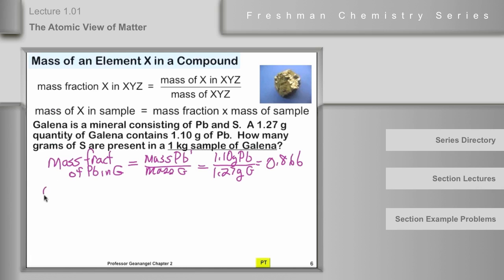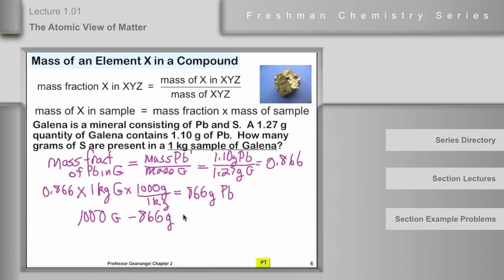So here I am. I've got 0.866 grams of lead per gram of galena, the mass fraction, times, now it wants the answer in grams, so I'll start with 1 kilogram of galena times, and there are 1,000 grams in a kilogram of anything. And I will get from that 866 grams of lead, because this was the mass fraction of lead. So now I know I have 1,000 grams of galena minus 866 grams of Pb, and since there's only lead and sulfur in there, the difference will be the amount of sulfur, and I got 134 grams of sulfur.